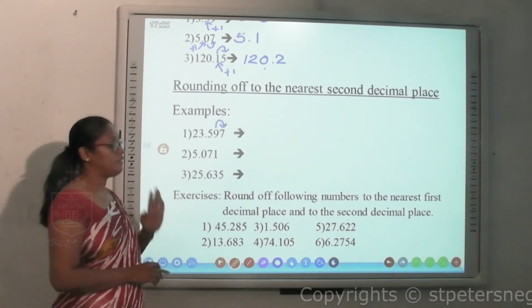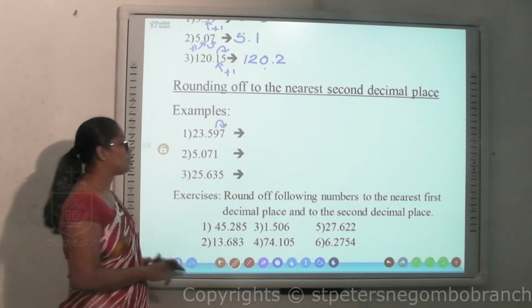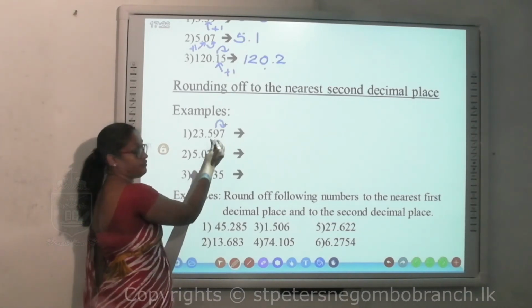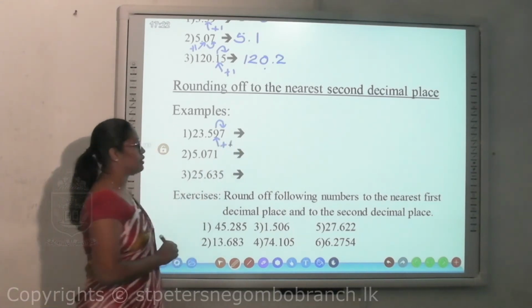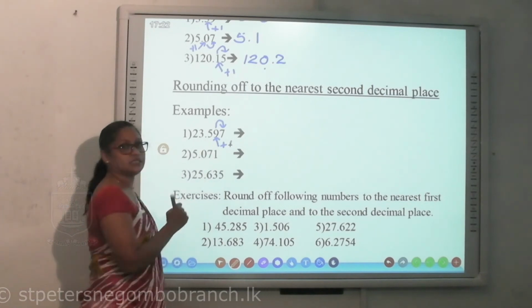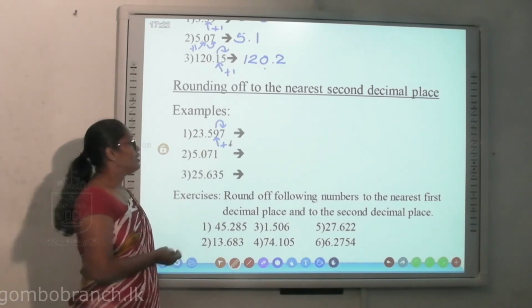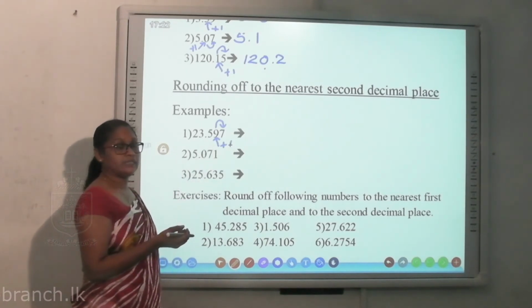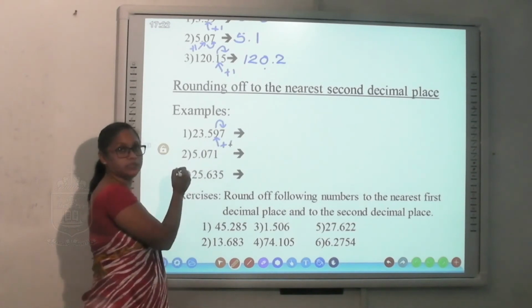Again the same theory, if it is 5 or greater than 5, you should add 1 to the second decimal place. So here it is greater than 5, that means I will add 1 to this number. What will happen here? If I add 1 to 9 it will become 10. So we can't write 10 there. That means we have to put 0, and the number in the tens place we should add to the first decimal place, right?